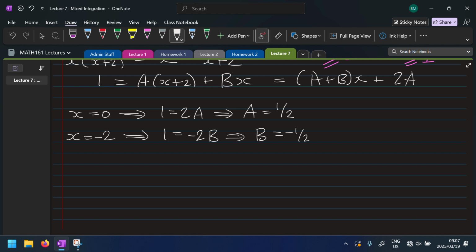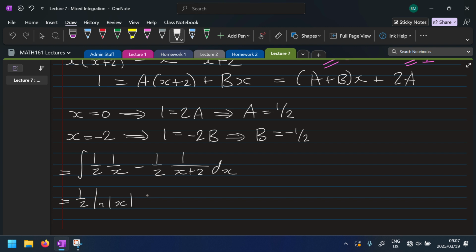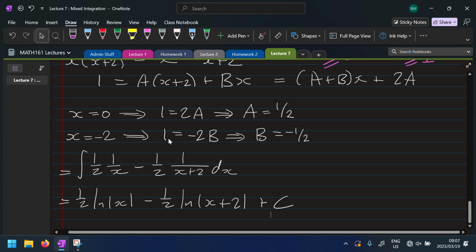Okay, so we have a and b. So let's put this together. So this will be the integral of 1/2 times 1 over x minus 1/2 times 1 over x plus 2. Both of them, it's just some linear x on the bottom, so natural log. So 1/2 natural log of x minus 1/2 natural log of x plus 2. Okay, easy enough.